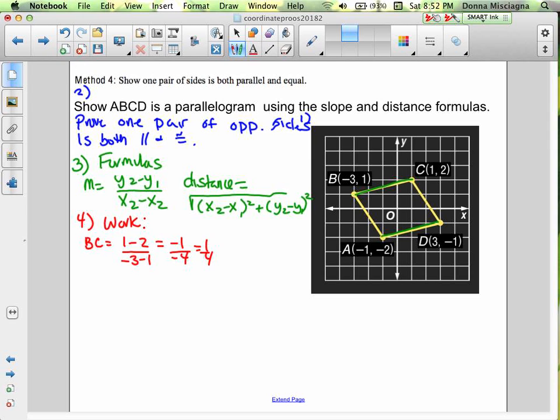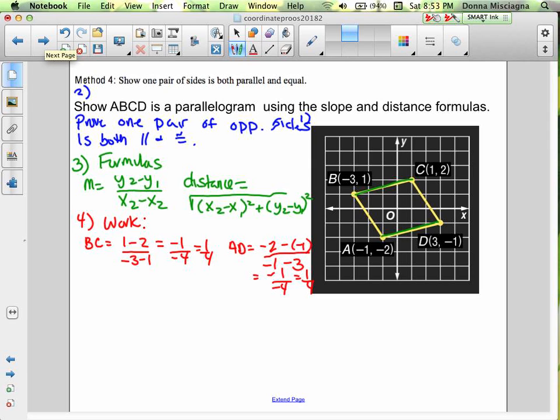Now let's find the slope of AD. All right, so we got negative 2 minus a negative 1 divided by negative 1 minus 3. So that's the same as negative 2 plus 1, which would be negative 1. And negative 1 minus 3 is negative 4, and so the negatives cancel: 1/4. So you see we got the same slope for both of those.